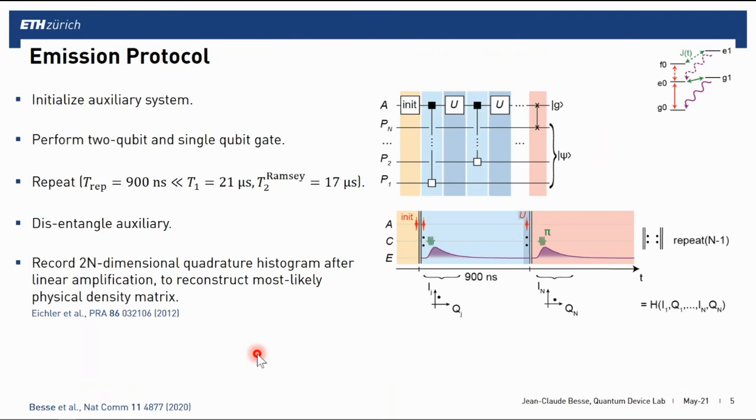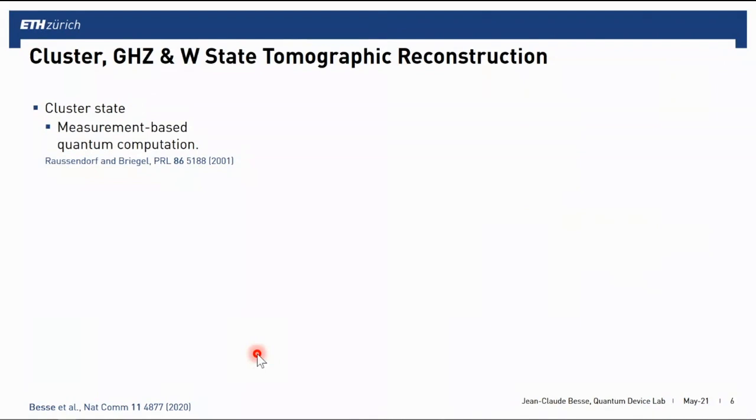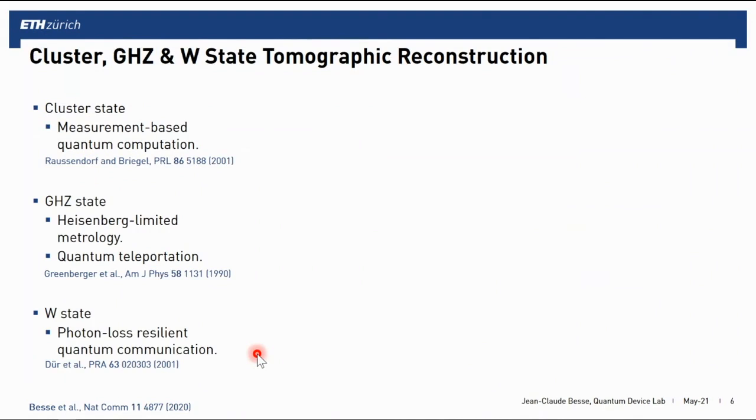And while we would be able in practice to emit a wide variety of states, we need to select which one we want to look at in detail. We looked at three states that have implications and are very important for distributed quantum computation. The first one is the cluster state, from which you can do measurement-based quantum computation.